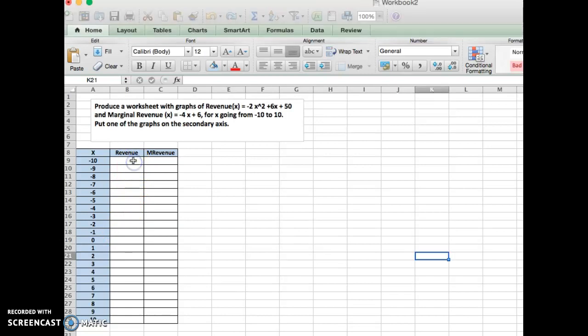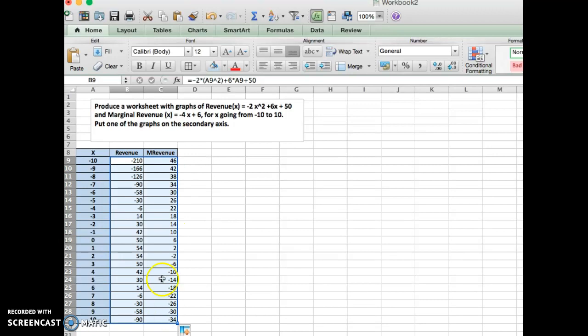But before we get to the graph, let's fill in the data sets here. So we will have for the revenue function that this is equal to -2 times my variable squared, and then plus 6 times the variable plus 50. That's minus 210. The marginal revenue is equal to -4 multiplied by the variable and then plus 6. We can do our quick fill all the way down the table.